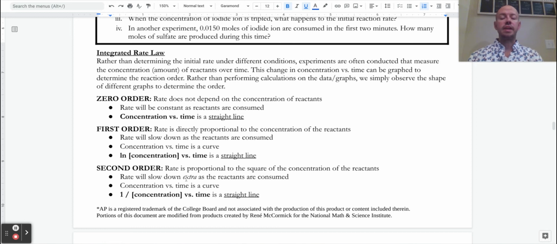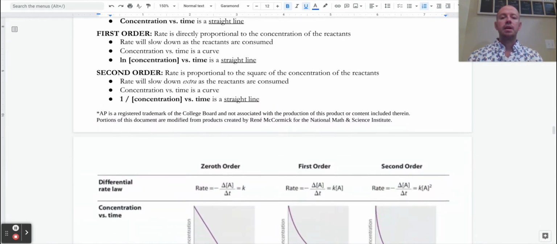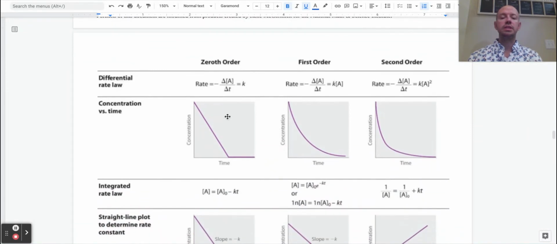A second order reaction means that the speed or the rate is proportional to the square of the concentration. Something about the way that it reacts means that not just as it goes down, it slows down. As it goes down, it slows down exponentially or slows down extra. So concentration versus time is definitely a curve, but we can turn that curve into a straight line by graphing 1 over concentration.